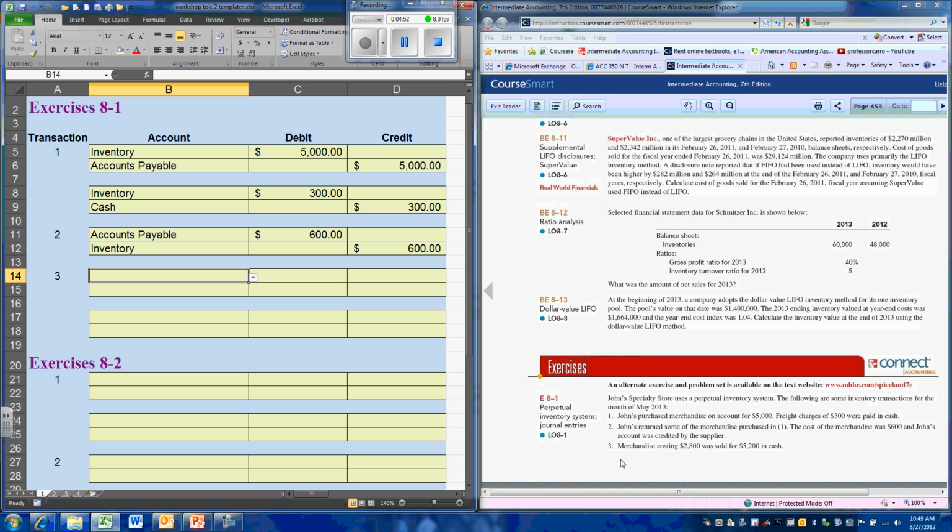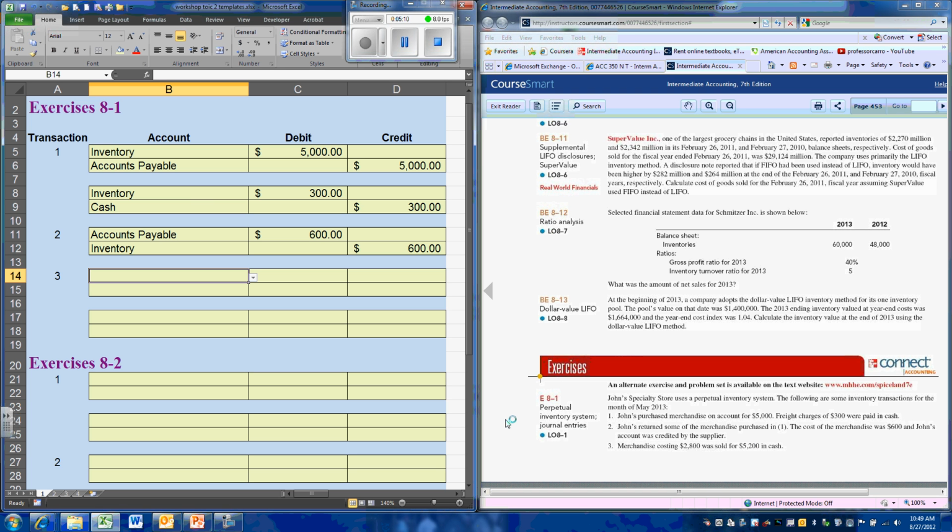In our final transaction involving inventory, we have the sale of some inventory. We're going to sell inventory for $5,200. We're going to receive cash from our customers. And this merchandise had originally cost us $2,800.